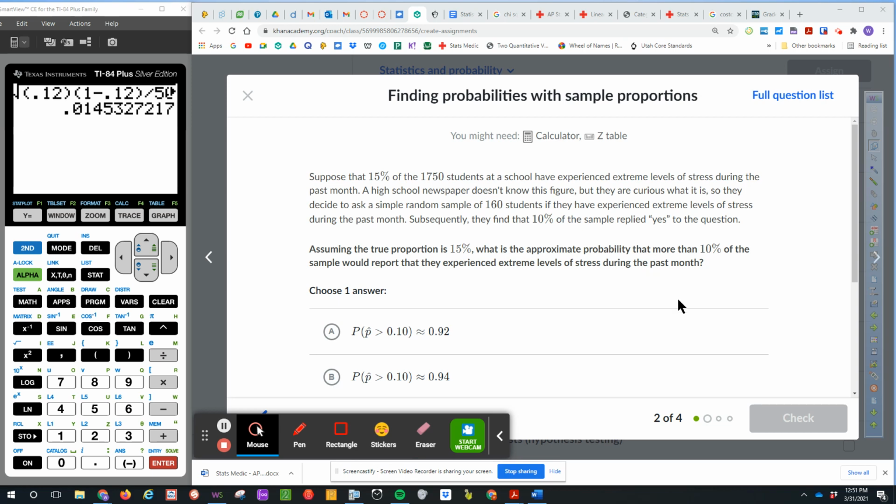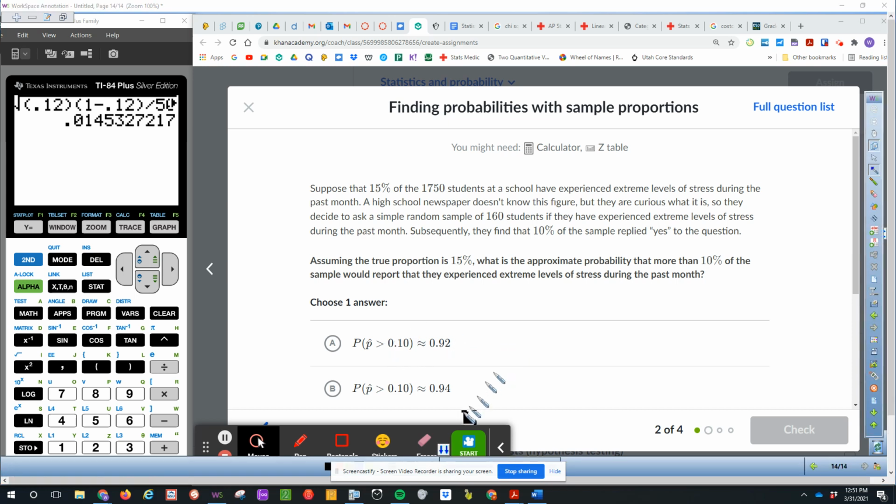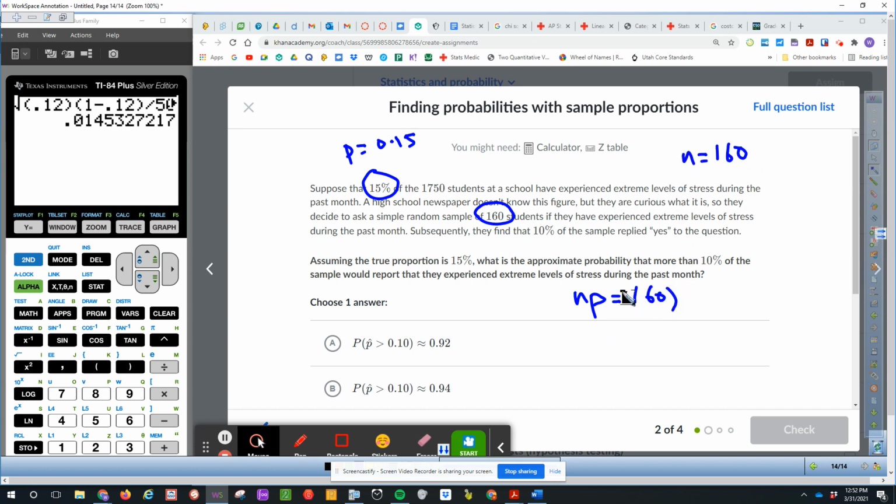So first things first, we need to figure out if the sampling distribution is normal or not. So we need to look at n times p. My p is 0.15, and my n is 160. So if I take 160 times 0.15, that is 24.